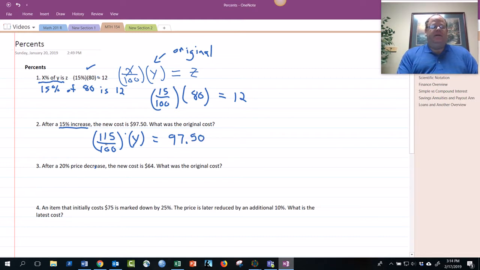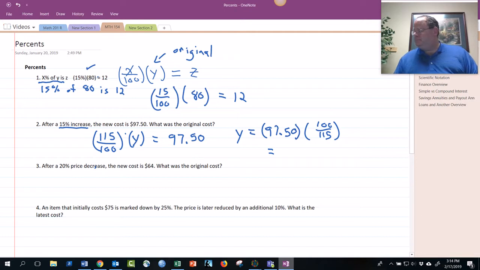Remember, when you divide by a fraction like this, you multiply by the reciprocal. So that gives us Y equals $97.50 times the reciprocal, 100 over 115. Then you grab the calculator, and that turns out to be $84.78. You'll notice this doesn't say how many decimals to use. Anytime you get money, do it to the penny unless they say otherwise.